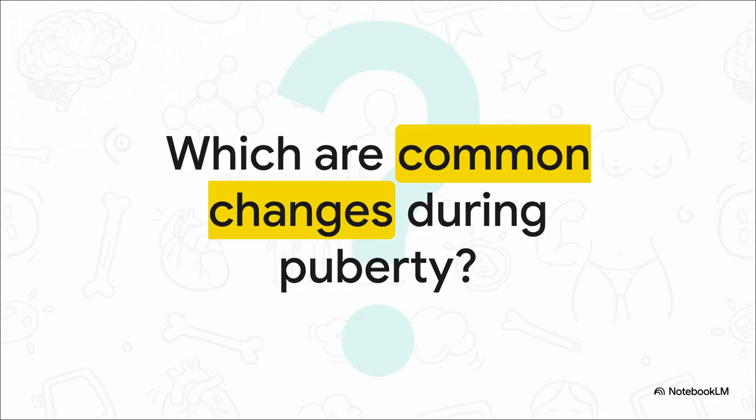Let's level up a bit. Which of the following are common changes during puberty? 1. Reproductive organs grow larger. 2. Height increases rapidly. 3. Muscles develop. 4. Hair grows. Or 5. Sex cells release. Think back to that flowchart of shared effects we just looked at. Which of these apply across the board to both genders?